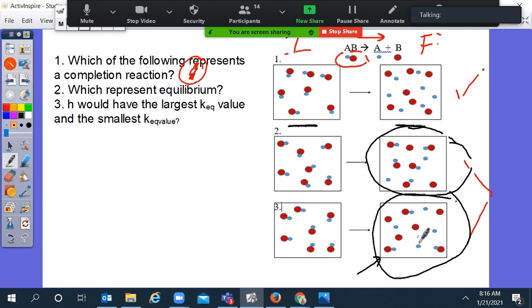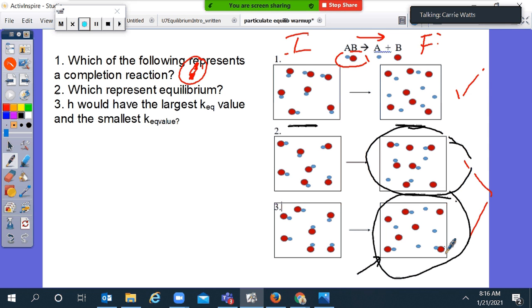I have 3 reactants and basically 4 of each product. But if you look between the initial and the final, the total number is still the same. So for number 2, which could represent equilibrium, I would say either 2 or 3 could be at equilibrium. The reason I don't know which one is because I don't know the K value. The K value is going to tell us a lot.